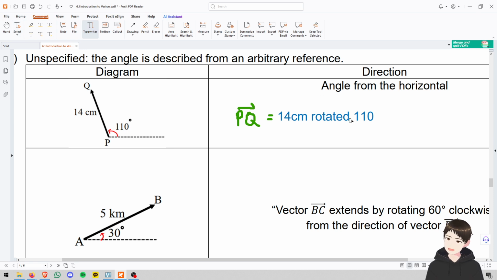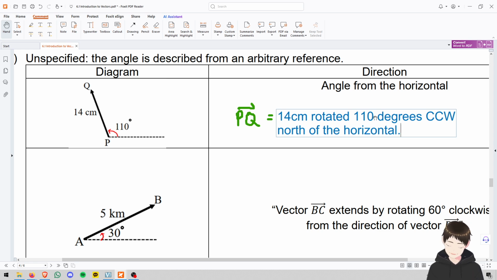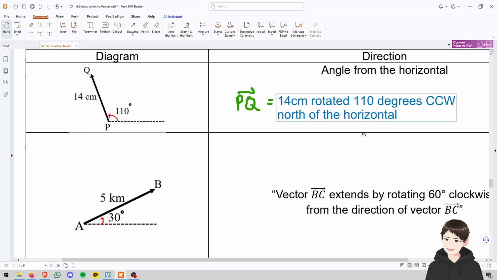forgotten how to do the alt code for degrees. Let me see if I can figure it out. Alt 0183. No, not working. Anyways, 110 degrees counterclockwise north of the horizontal. So you have to have specified a lot, right? Because if I just say 110 degrees north of the horizontal, I suppose that would work. No, being more clear, I think, is better.